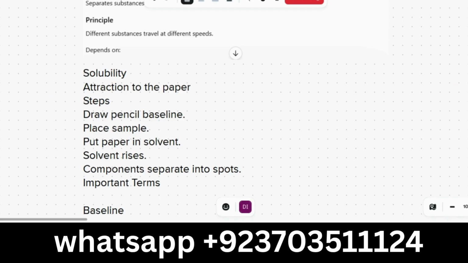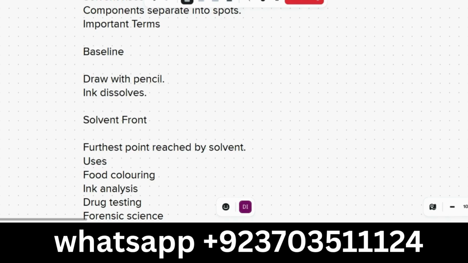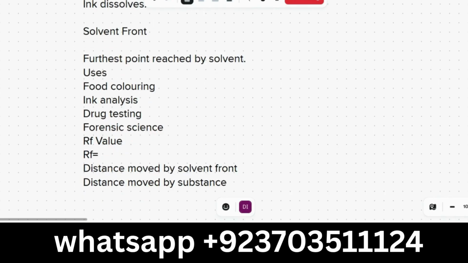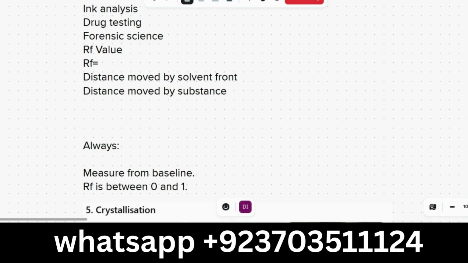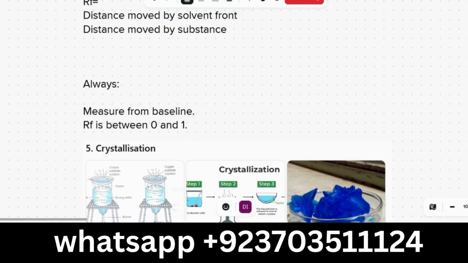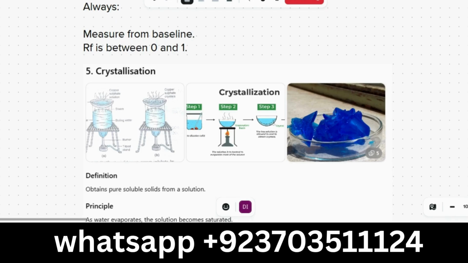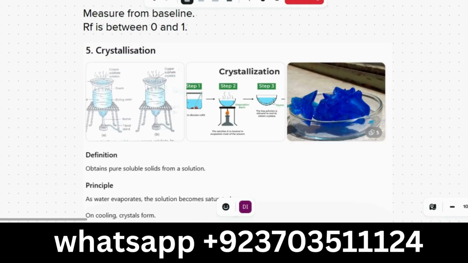Important terms are baseline, where the ink is dissolved, and solvent front, the furthest point reached by the solvent. Uses include food coloring, ink analysis, drug testing, and forensic science. Rf is equal to the distance moved by the substance divided by the distance moved by the solvent front. It is always between 0 and 1. We will do more in detail if you take online classes from me. That is just an overview.